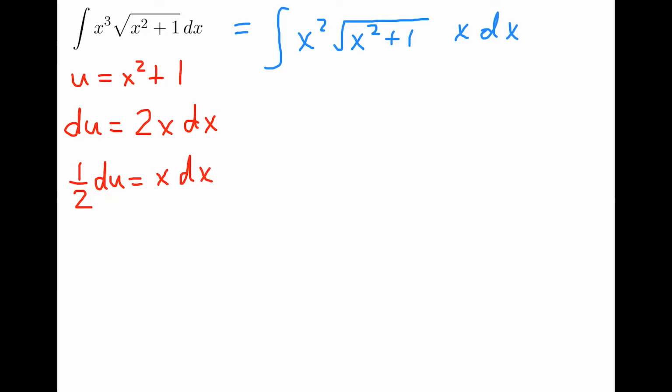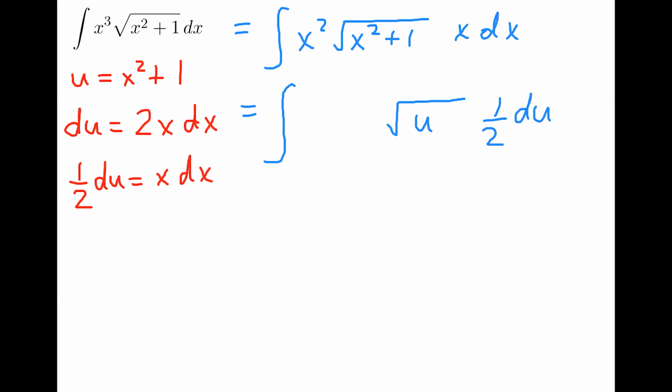And you might look at this and say, well, fine, but I don't know what to do with that x squared. Well, we're going to deal with that in a kind of clever way. So we're going to leave some space where this x squared is. And then I'm going to write square root of, and instead of x squared plus 1, I'm just going to put a u in there. And then instead of x dx, I'm going to put 1/2 times du.